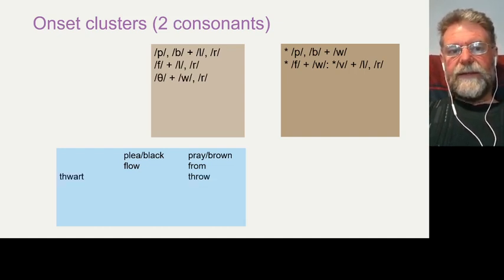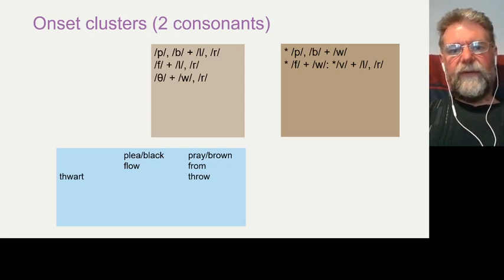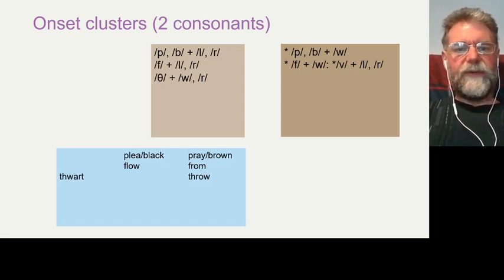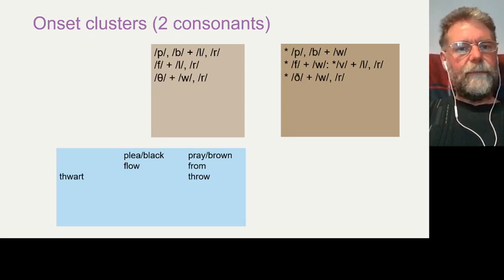Then the dentals. Again, we've got a fricative here, and to some extent you can see that that is similar to f, inasmuch as you can get the voiceless th, this time with a w or a r, as in thwart or throw, but you can't get a voiced th in front of a w or a r. Okay, so there's no ðw words or ðr words.